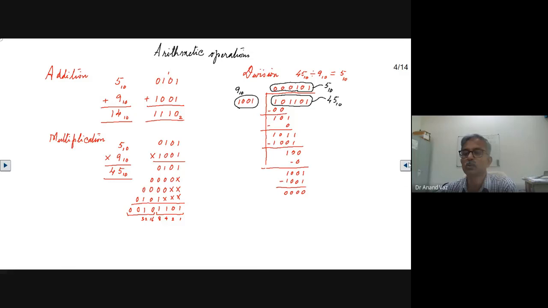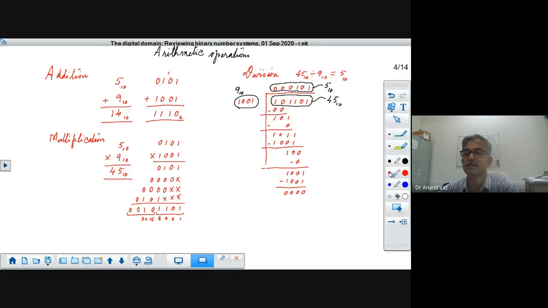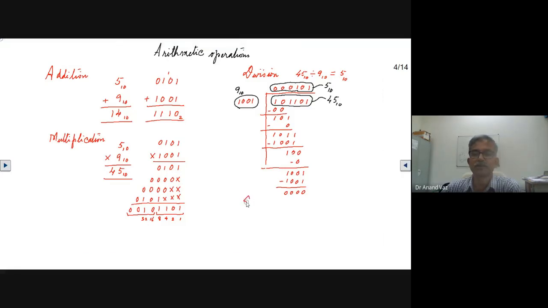Now we come to the task of subtraction. This is important, and we will spend some time on this. Let us take 9 minus 5. Both are in the decimal domain, 9 and 5. And we know the answer is 4.